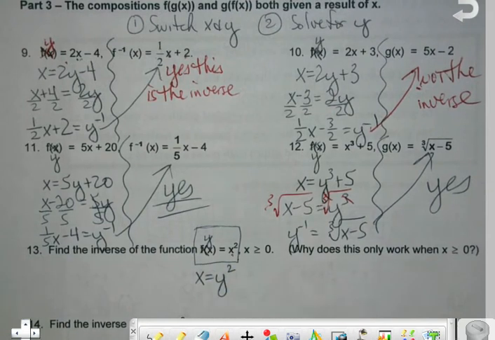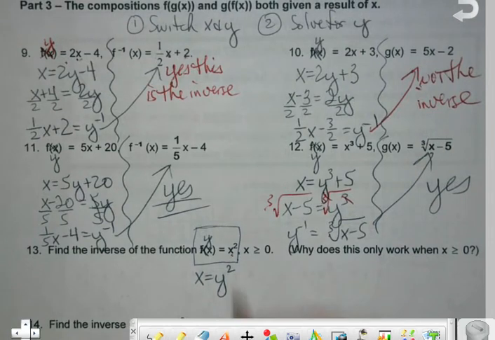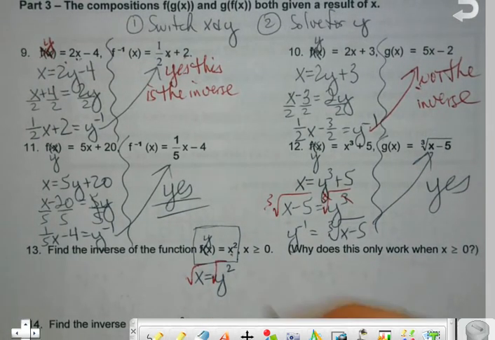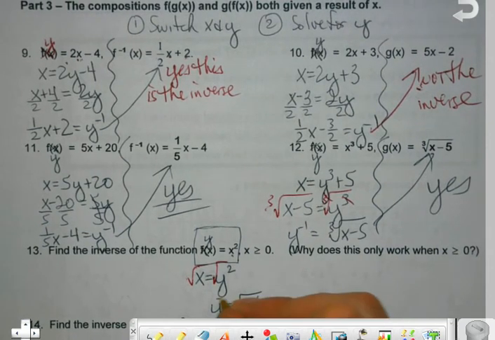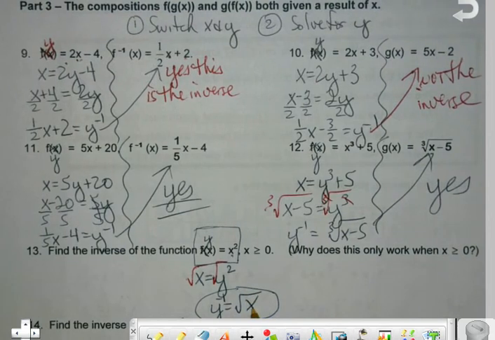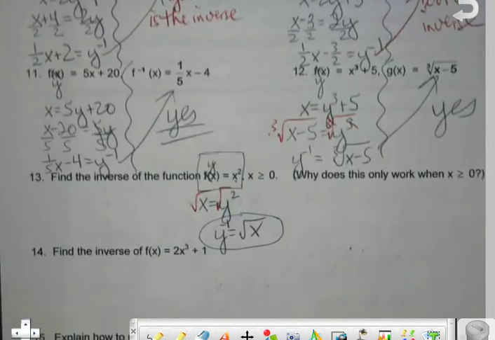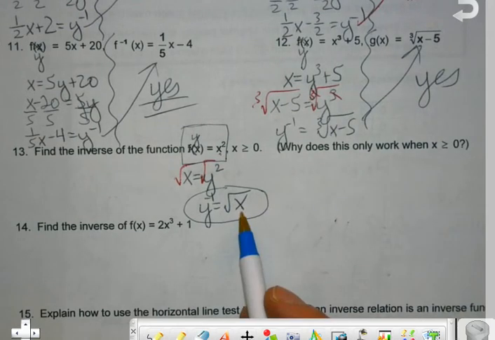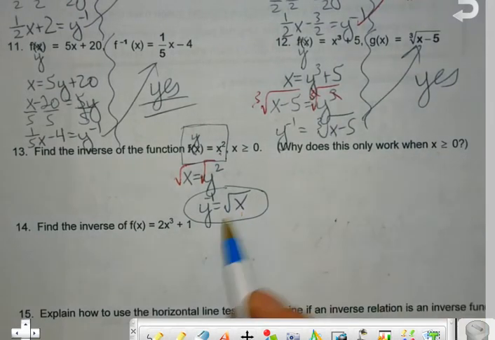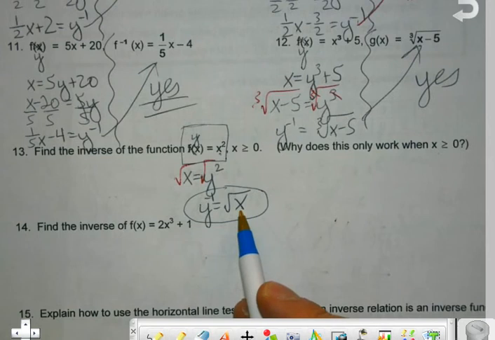Switch those. Now what? Square root it. So here's going to be my deal. Couple of things. One, when I see this, we just got done talking about this in that last unit. This only works when x is greater than or equal to 0 because that would be the restriction on a square root. If I get a negative, this isn't going to work.